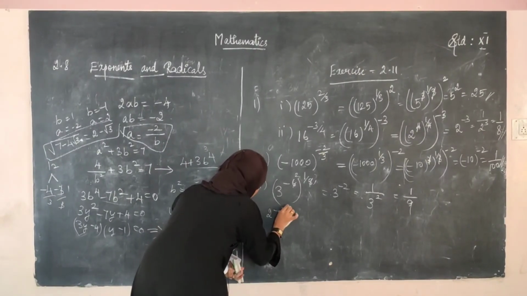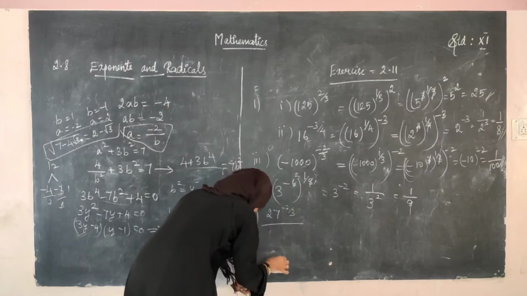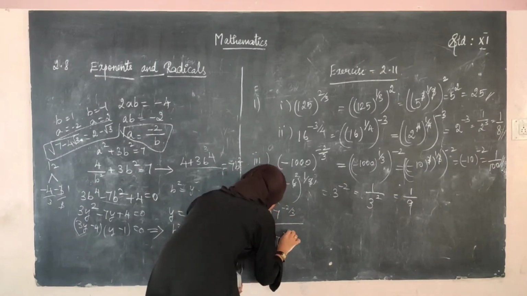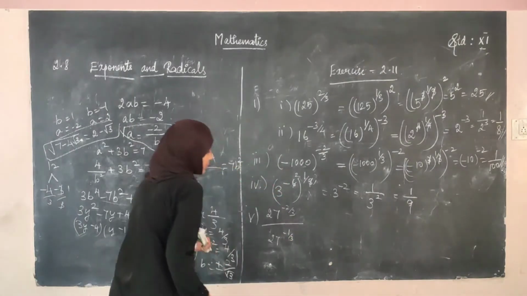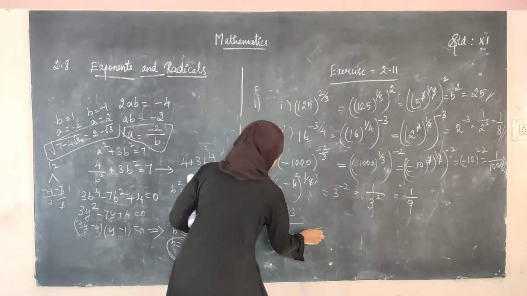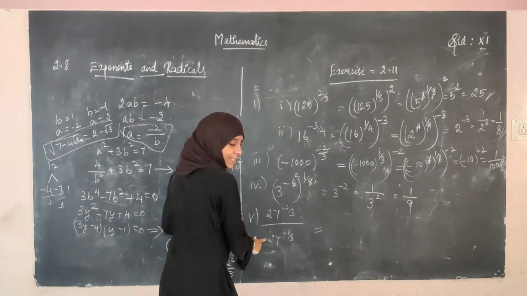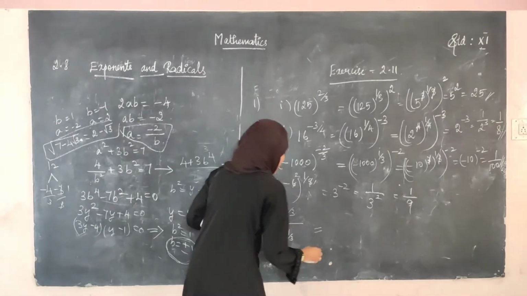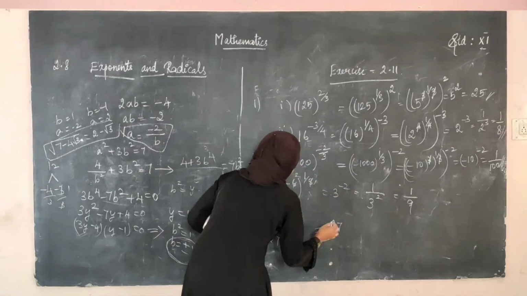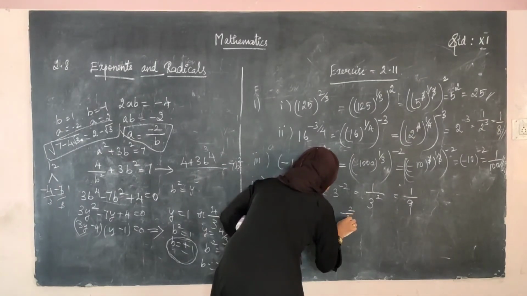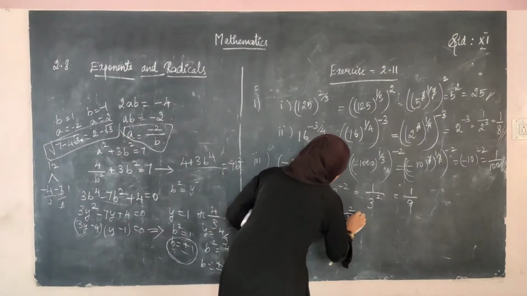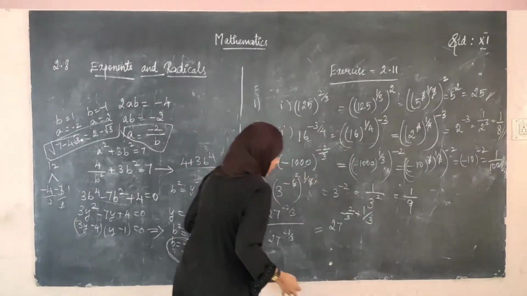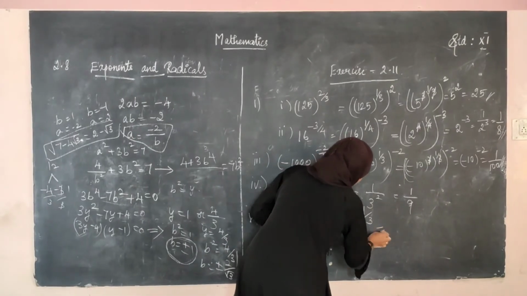27 the whole power minus 2 divided by 3 divided by, and again 27 the whole power minus 1 divided by 3. Okay, so let us take 27 as it is. See, the base is same. So what we can do is take this to the numerator and change it to plus 1 by 3. 27 minus 2 divided by 3 it becomes plus 1 divided by 3.